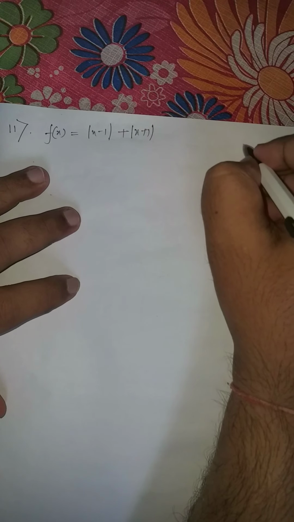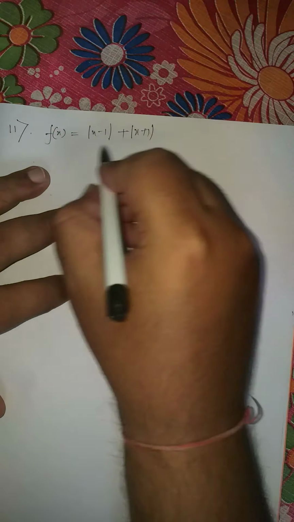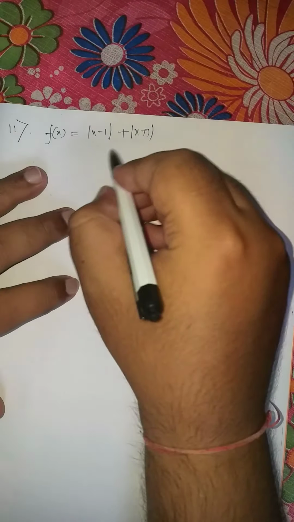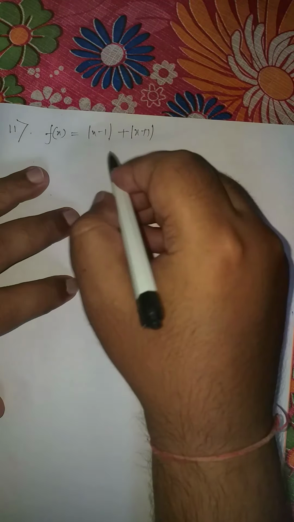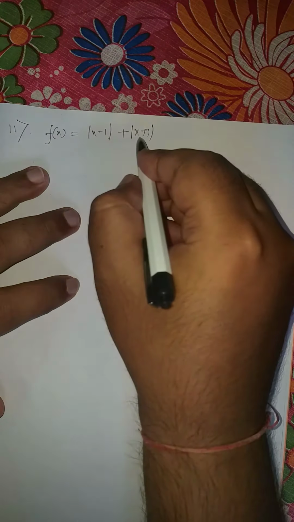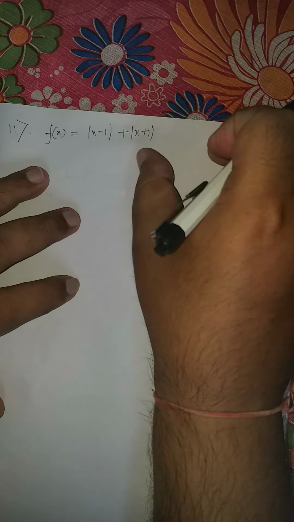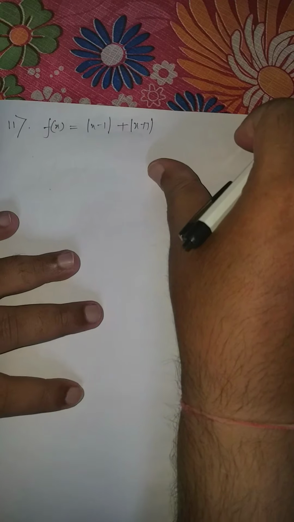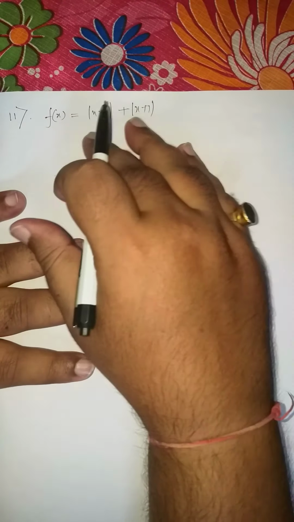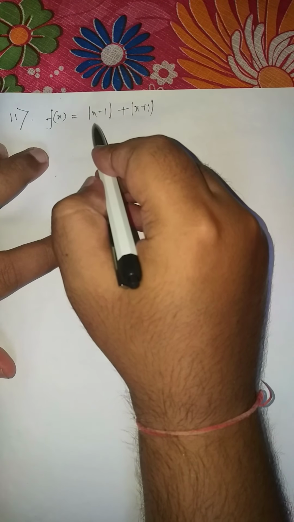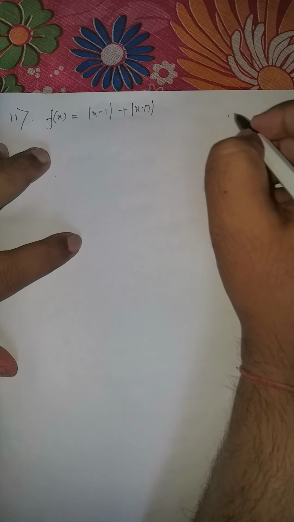The point is 1. But here, first you have to define this function, because there are two mod terms, |x minus 1| and |x plus 1|. In some cases there can be 3 mod functions, 4 mod functions. So the first thing is how to define the mod value, here the point x minus 1.